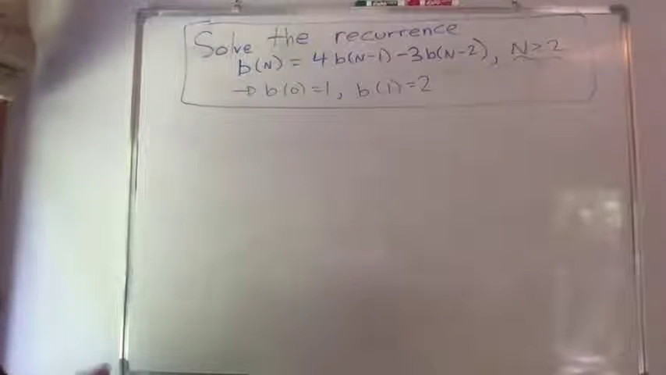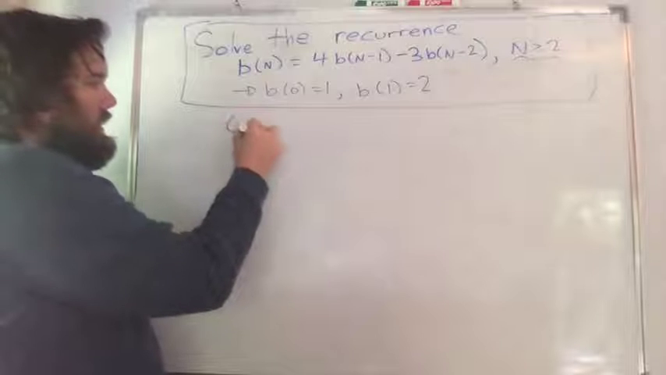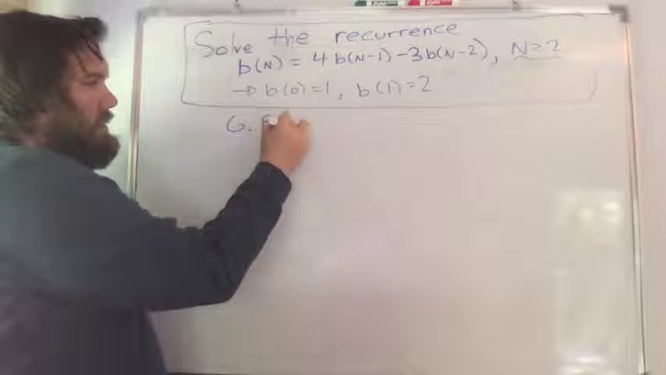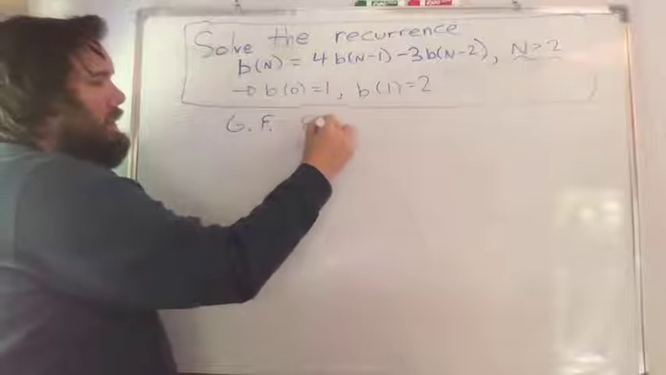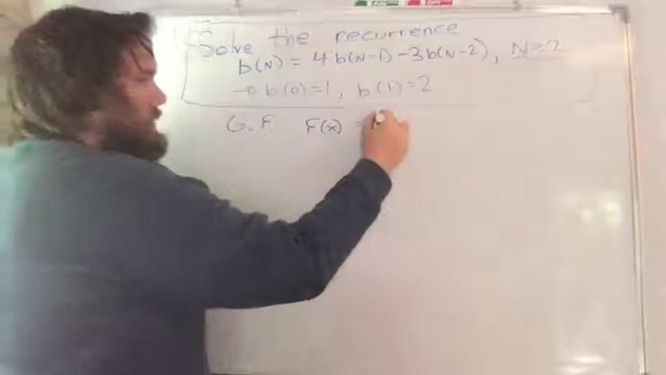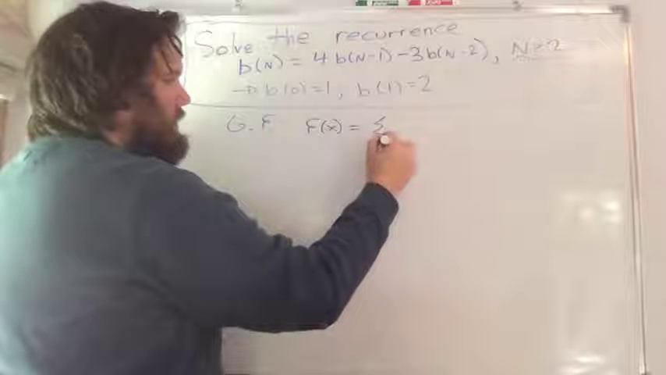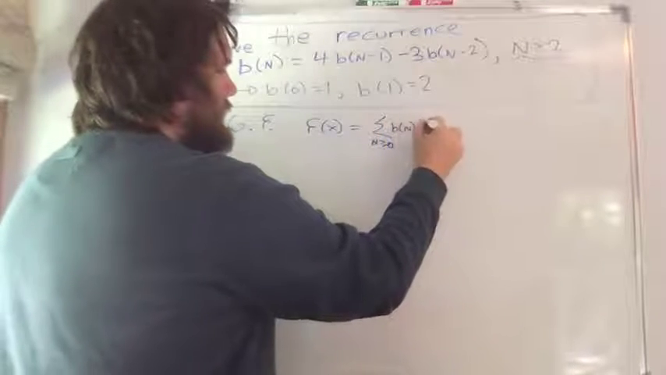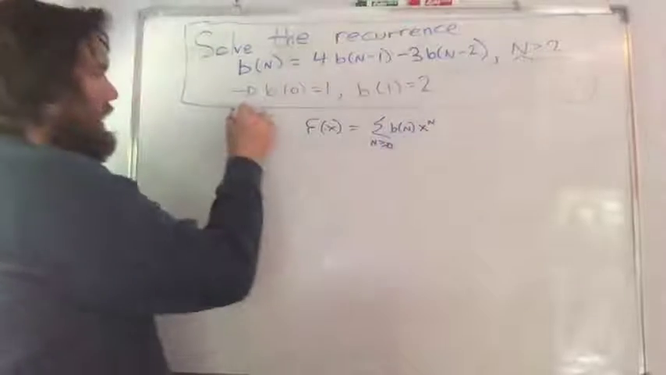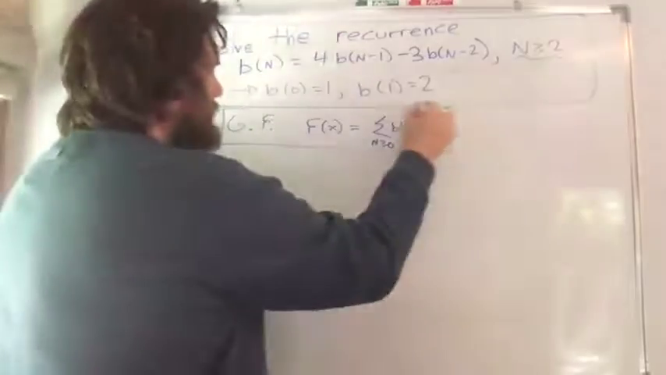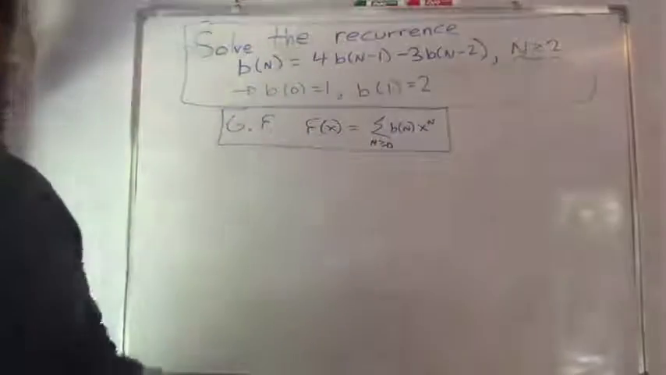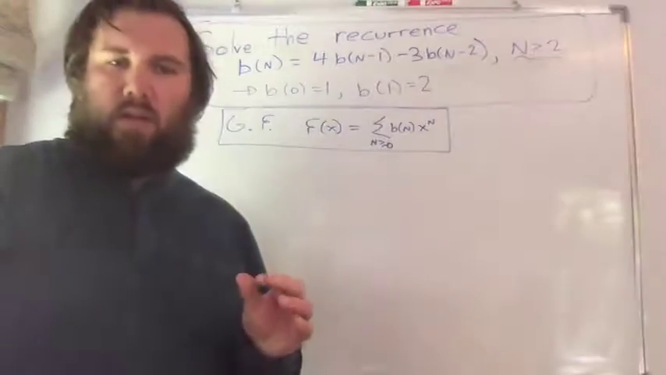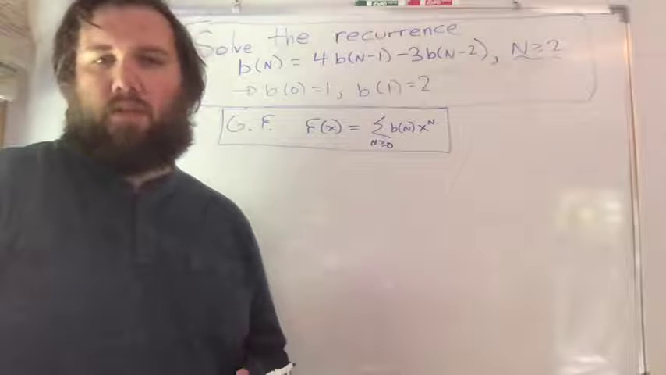Now we're going to use generating functions. So I need to create a generating function. I'm going to create a generating function here. F of x equals the sum for n greater than or equal to 0, b of n, x to the n. And in this example, I'm going to try to do it a little bit faster and not go quite as deep into the algebra.